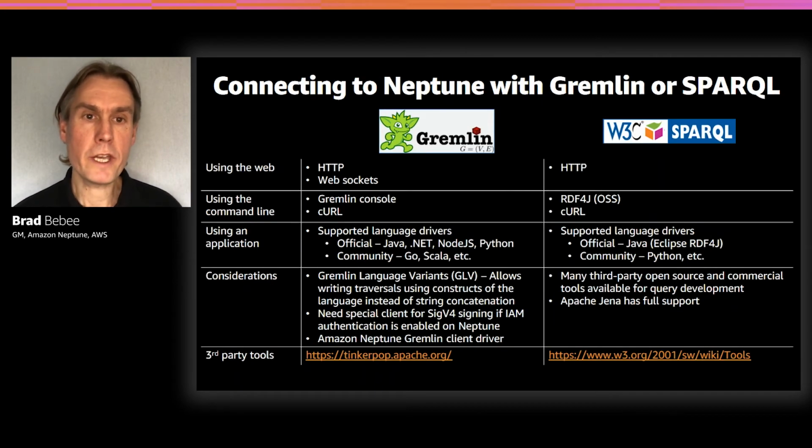There are several different ways for you to connect to Gremlin and RDF graphs using Neptune. I've put examples here from open source, and I think the thing to point out is that if you want to use IAM authentication with either Gremlin or SPARQL, we provide open source libraries that do the SigV4 signing for you, such that you can use IAM authenticated connections to Amazon Neptune. And I encourage you to take a look at some of these libraries as you're building applications.